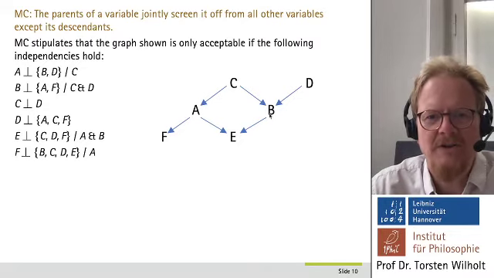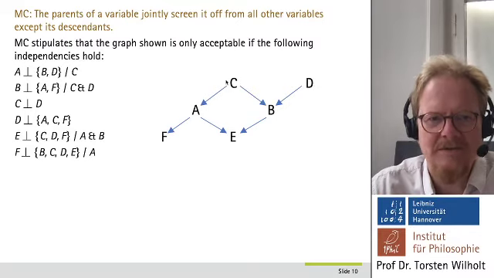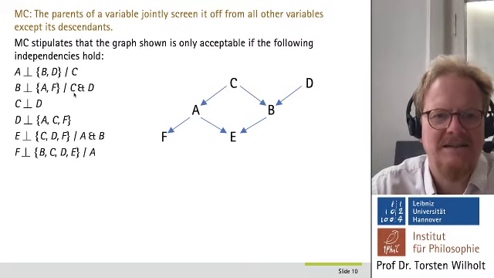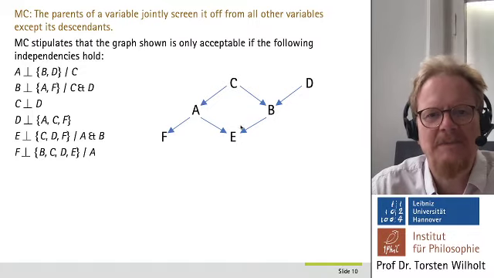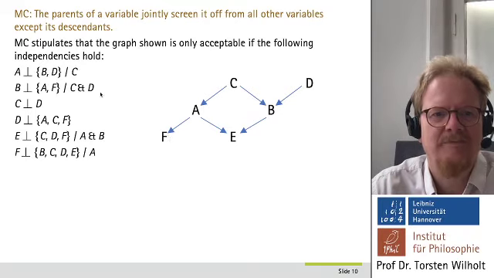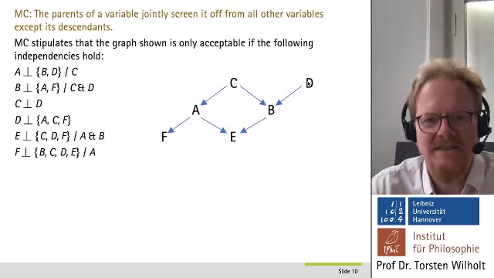B must also be screened off by its parents, but B now has two parents, so they must jointly, C and D, screen off B from all other variables except its descendants. So all other variables except E. B must be screened off from A and F, that is, jointly by C and D.